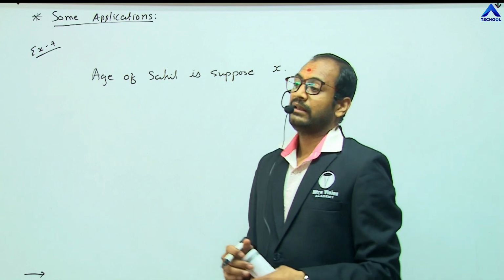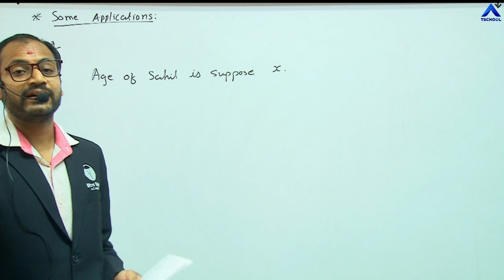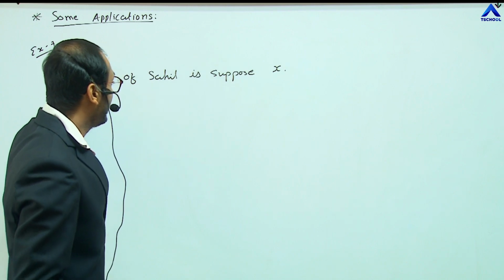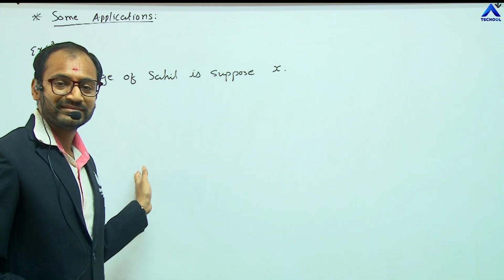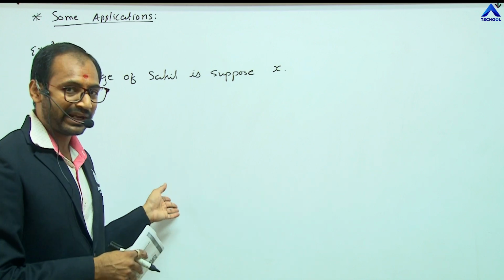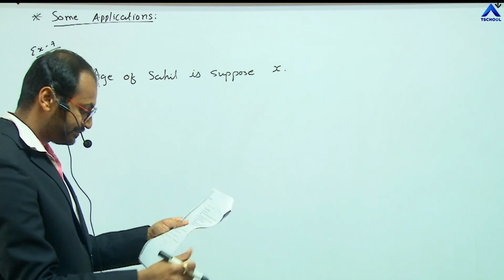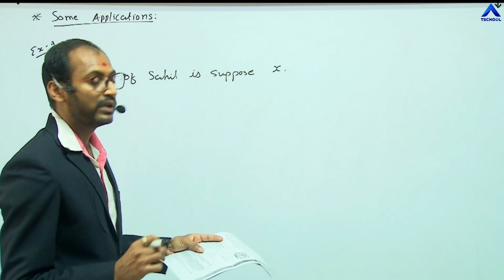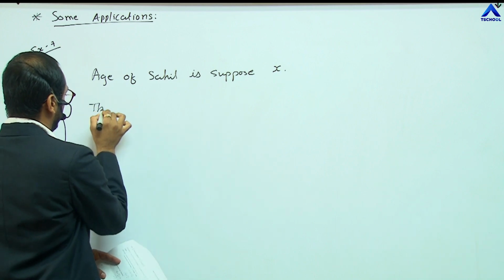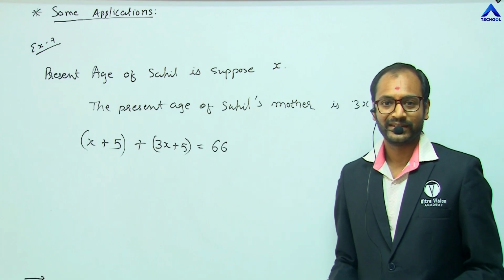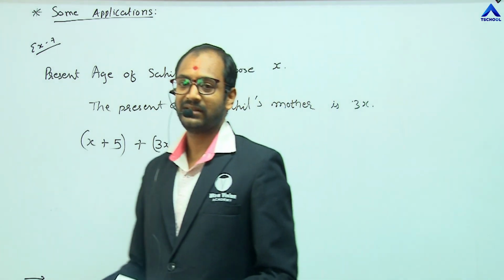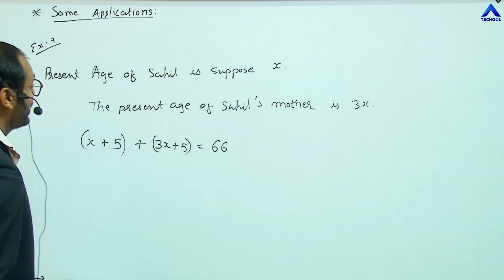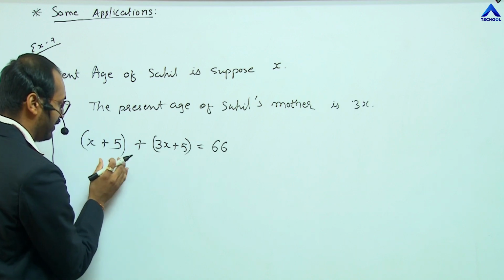But let us understand the sentence again. Is there any relation between Sahil's age and Sahil's mother's age? Let me understand again. The present age of Sahil's mother is 3 times Sahil's age. So it became very simple. Now let me simplify this and we get the answer of X, and that will give the solution for both. So X plus 5, let me open this bracket.